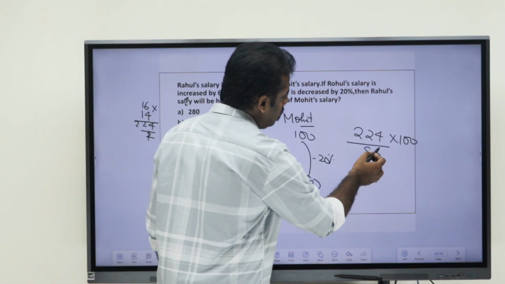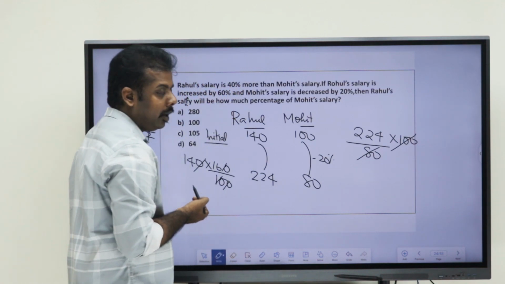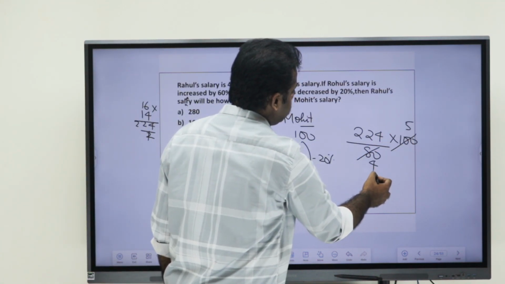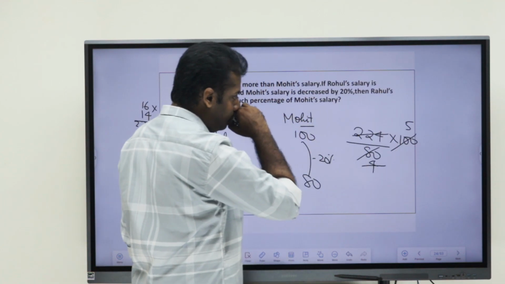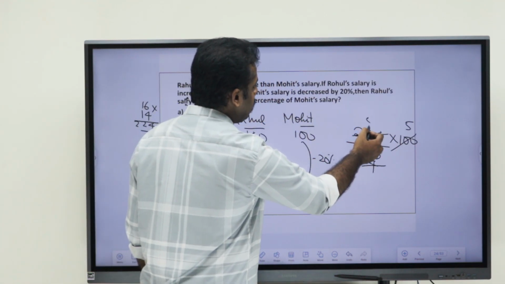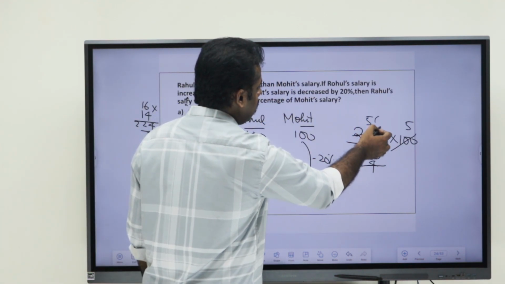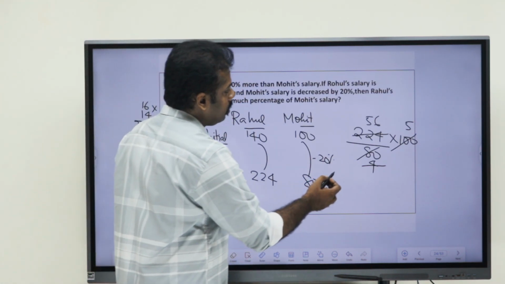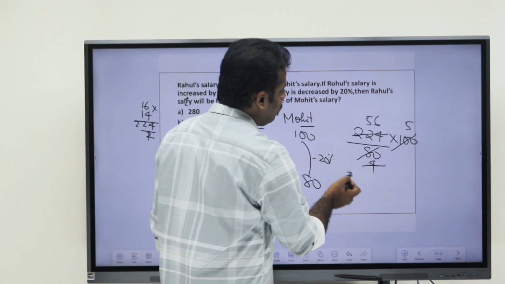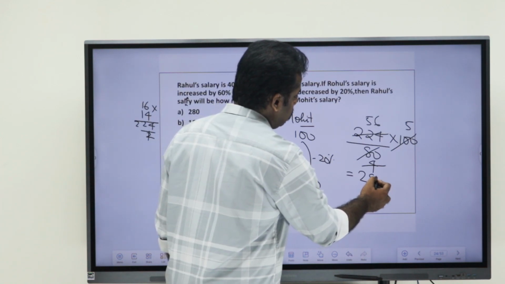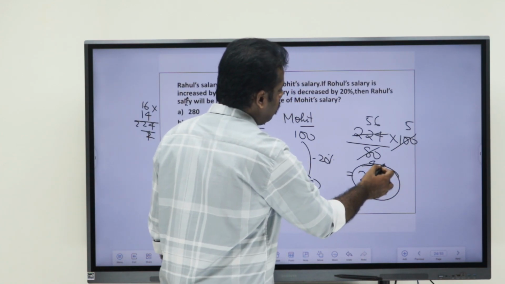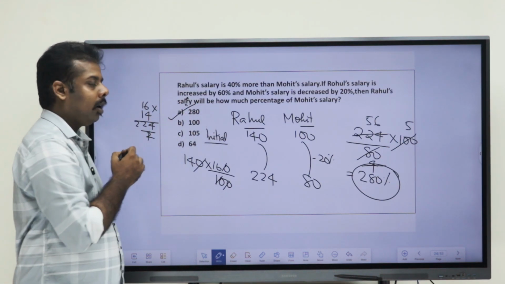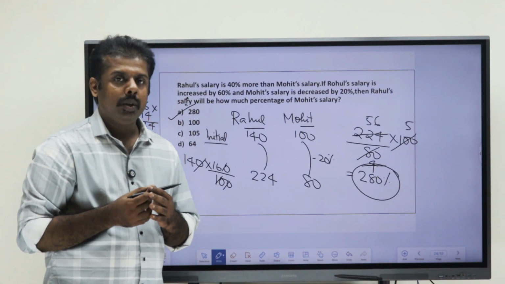If you just see, 20 is common in 180. So cancelling it out, here 5 times, 4 times. 224 by 4 gives us, 4 5s are 20, 4 6s are 24, so 56. Okay, 56 into 5 is giving us what? 56 into 5 is giving us 280. Okay, so we can say when we are comparing it, we are getting the answer as 280%, which is option A.